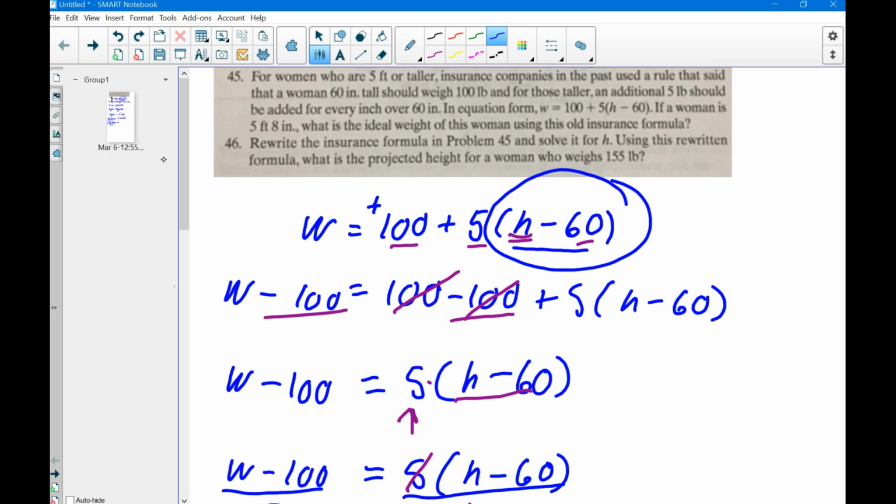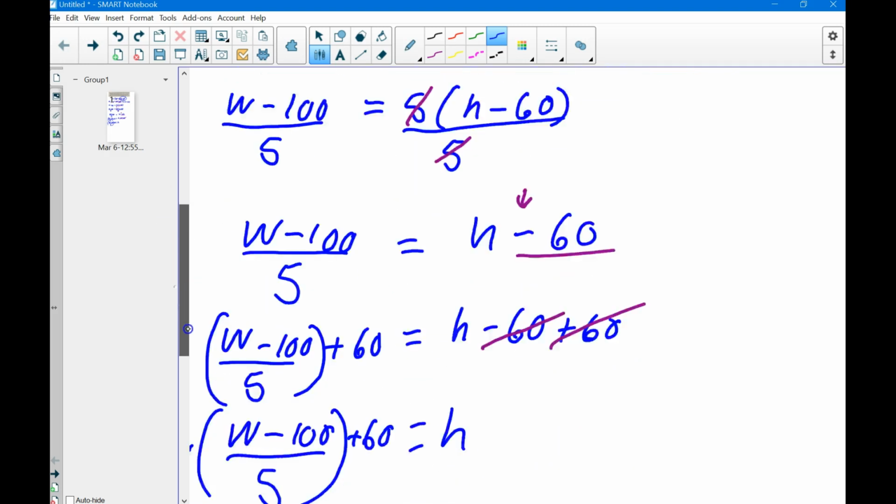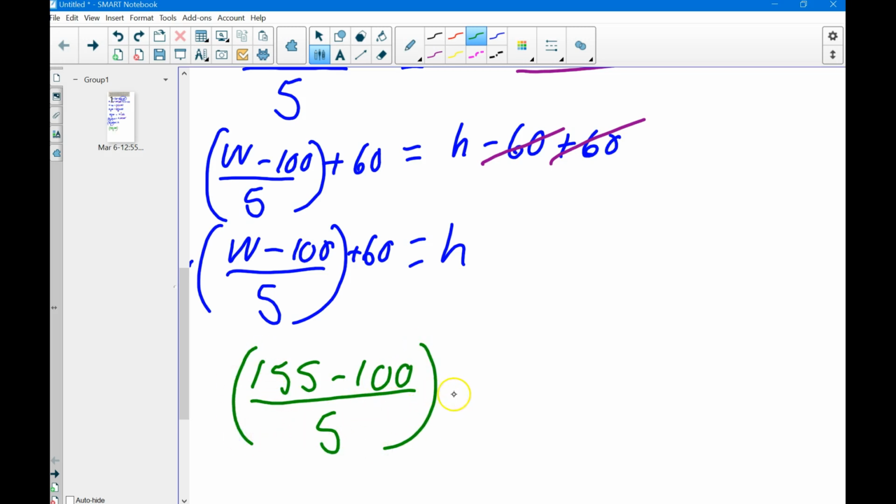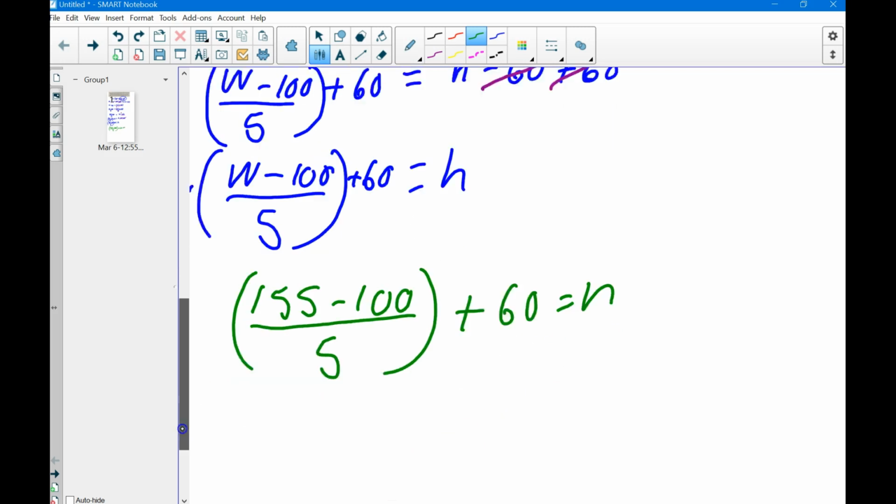But in the meantime, looking back at the question, we have a 155-pound person. So we can put a weight in here as 155. 155 minus 100. You can see what's going to happen. Divided by 5. Like I said, we have to do the top first, and then divide by the bottom after. So you see what's happening.